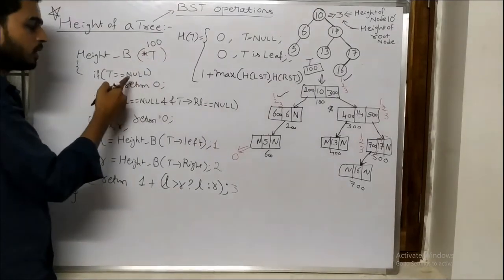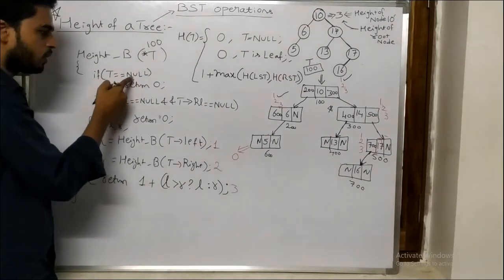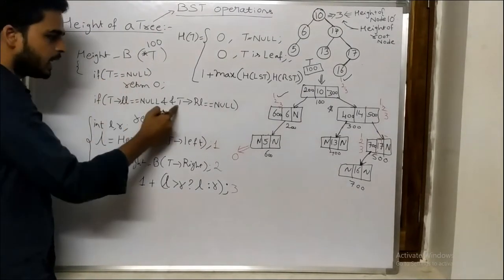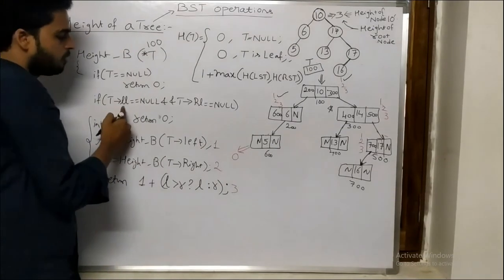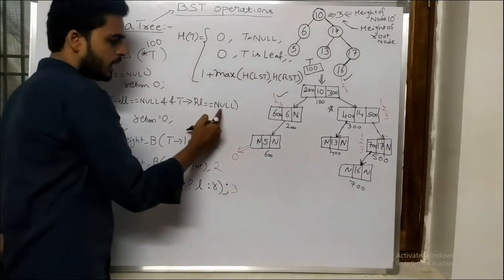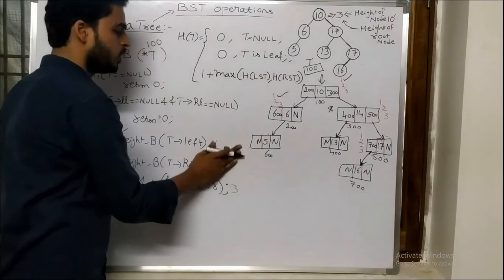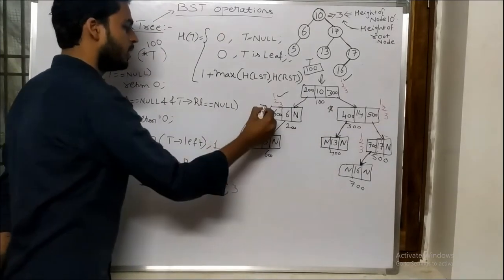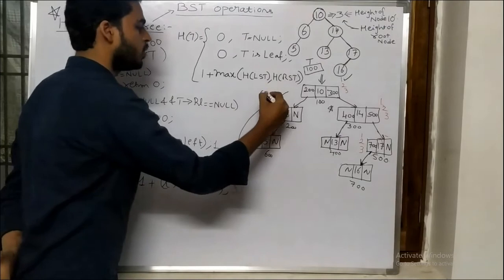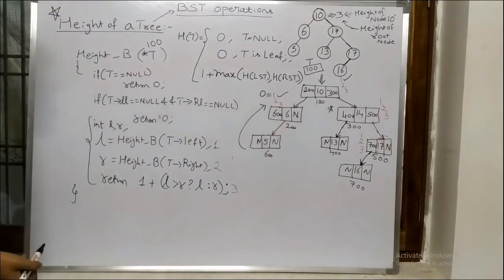That is not a null node. That is not null, but it is a leaf node. Why? Because 600 tends to left link is null and 600 tends to right link is null. When both left and right are null, then what is it going to do? It is going to simply return the value 0. So for 1 it is going to get the value 0.